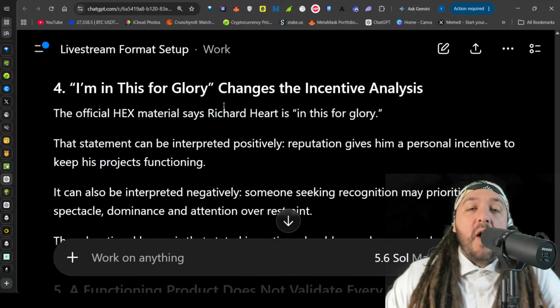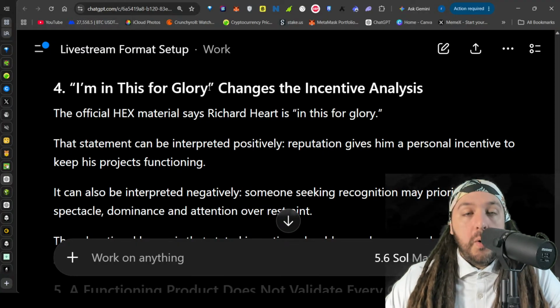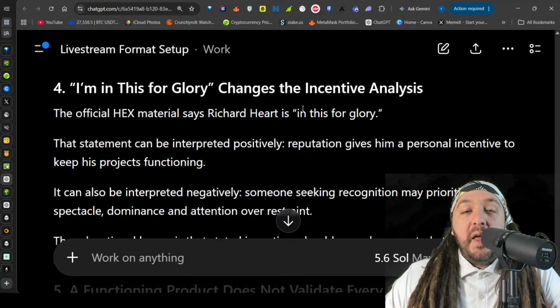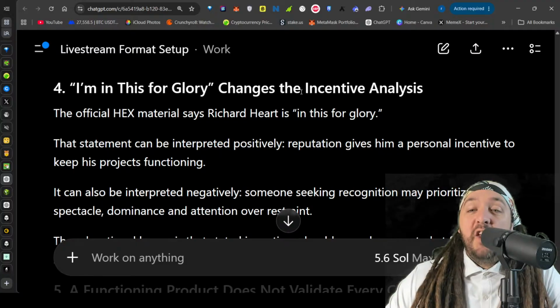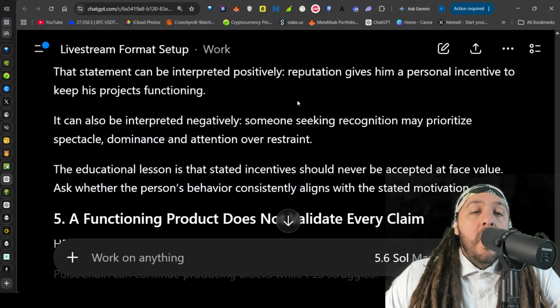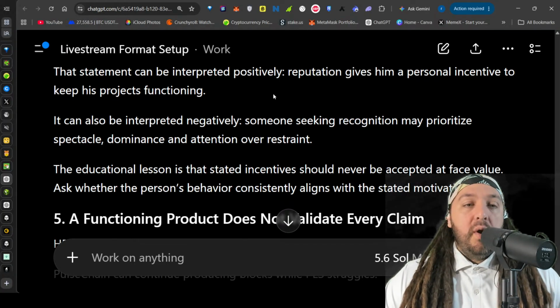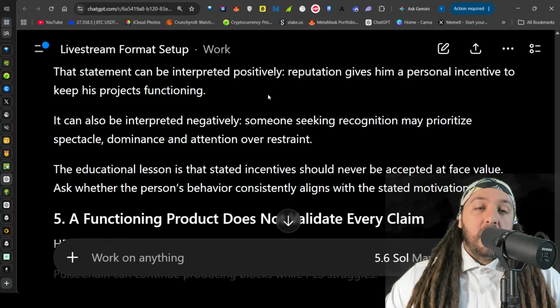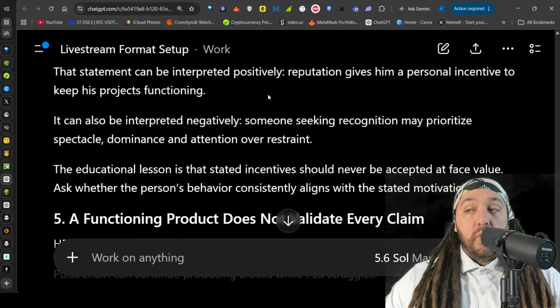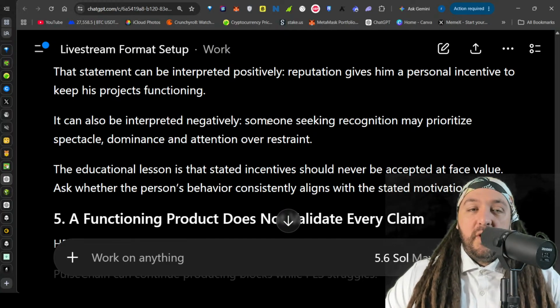So, the official HEX material says that Richard Heart is in it for the glory. That statement can be interpreted positively. Reputation gives him personal incentive to keep his projects functioning. It can also be interpreted negatively. Someone seeking recognition may prioritize spectacle, dominance, and attention over restraint. I don't know, choosing his words carefully.